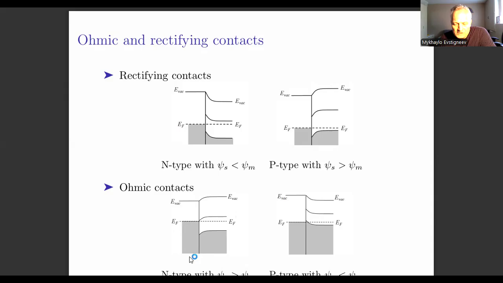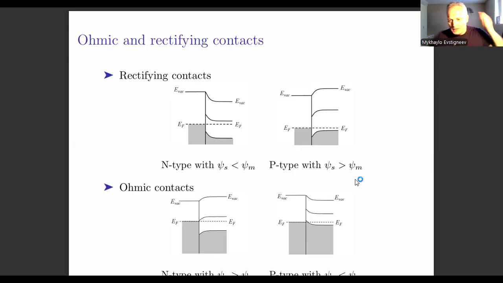And so the contact will be ohmic. Now you may ask, what is the role of the valence band in this ohmic contact? The answer is practically non-existent, because the vast majority of the states in the valence band are occupied if your semiconductor is of n-type. The valence band doesn't have empty states, so it doesn't contribute to conductivity, to current flow. Only the conduction band does.